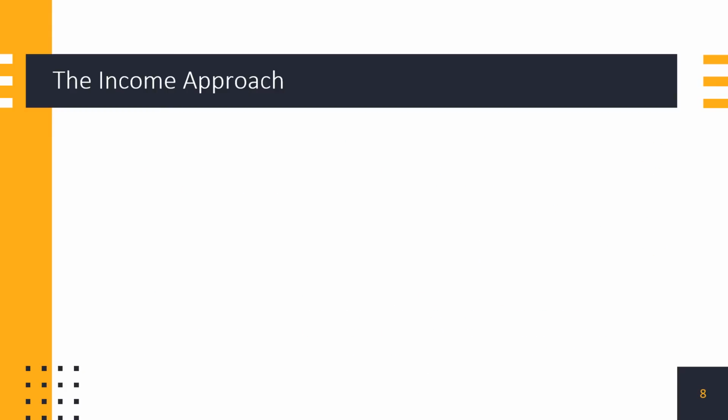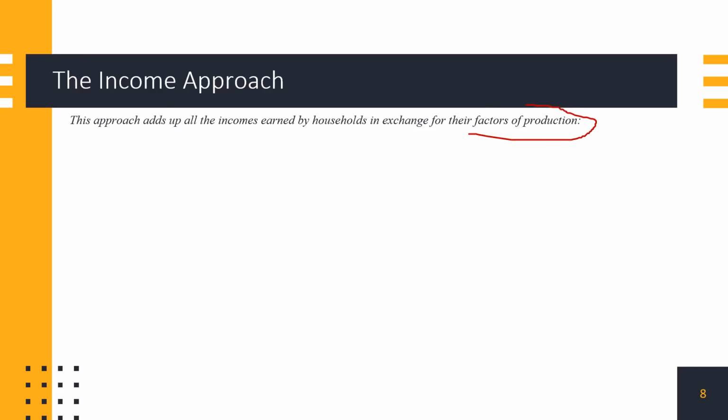The second way to calculate GDP is called the income approach. The income approach basically adds up all of the incomes earned by households in exchange for the inputs that they contribute towards the production of goods and services in Malaysia. Here we have four categories of income. If you want to know why there are four, recall in topic 1, there are four categories of factors of production or inputs, remember?